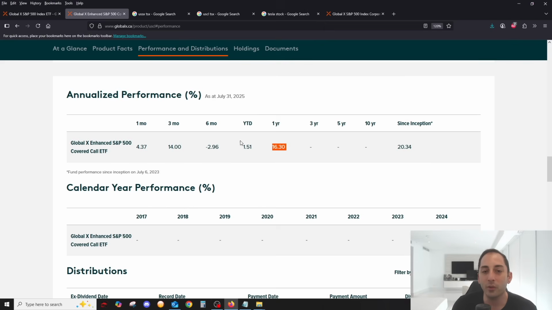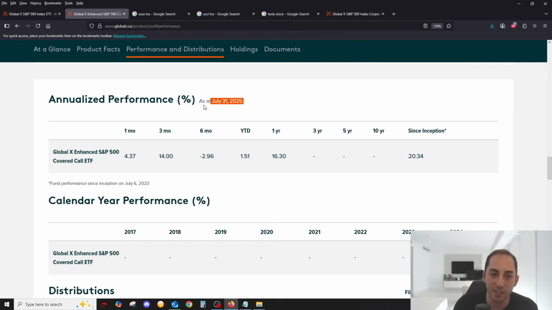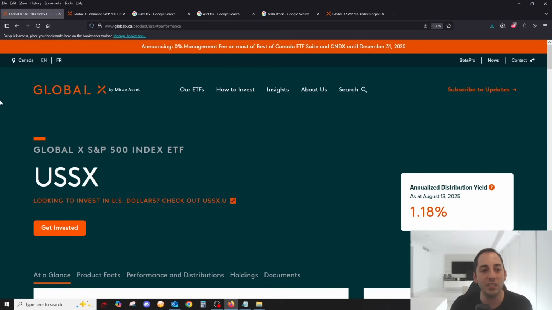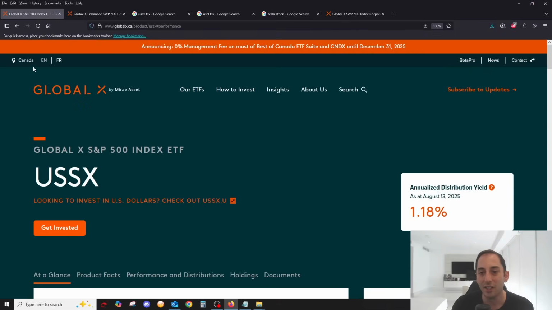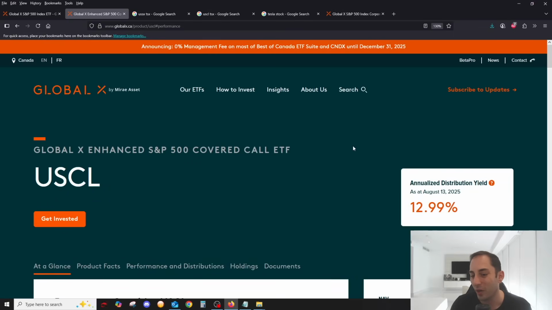So why do I mention this? Well, keep this in mind here, 16.30, that's the total return in the last year as of this date. If we look at just the S&P 500 Index ETF, USSX, and look at the performance, it's 16.39. It's slightly higher. They're very, very similar in terms of performance. But this one has approximately, as of this date, 1.18% yield. This one has 12.99% yield.